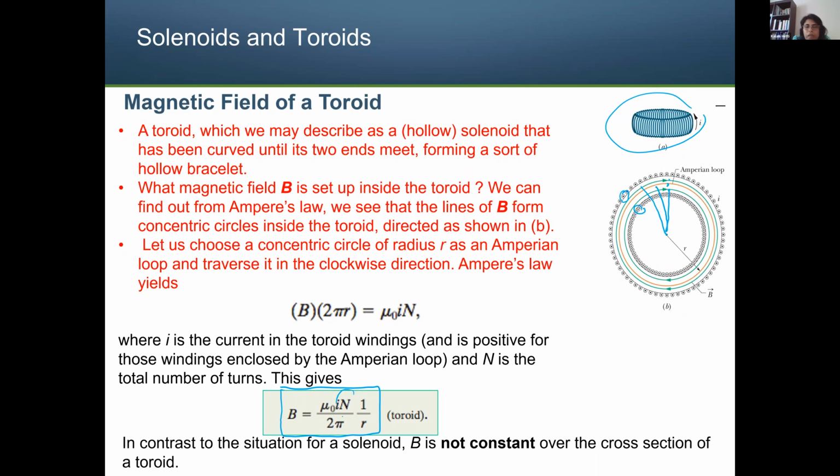This N is actually not turns per unit length. This is the number of turns. Okay, so now inside the toroid, you can have different magnetic field. You cannot say it is constant like in a solenoid.